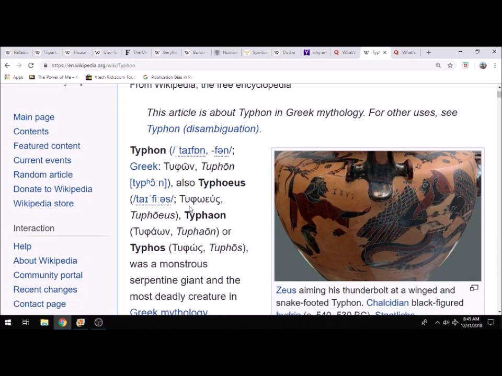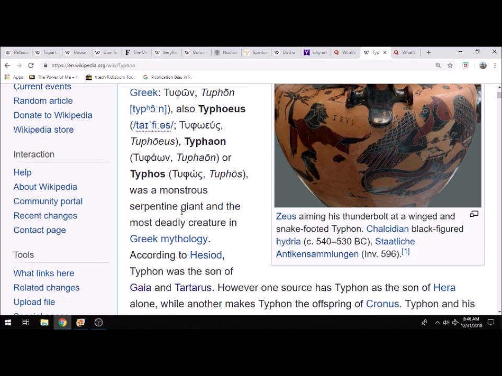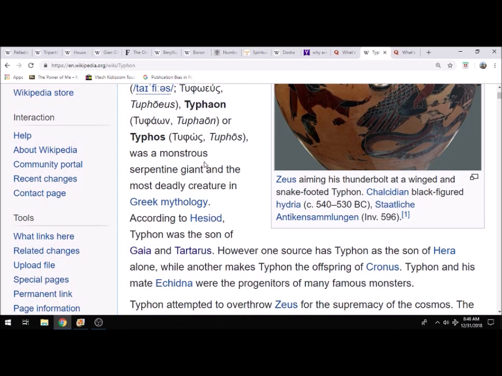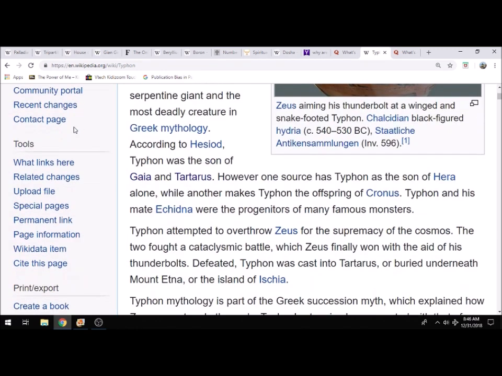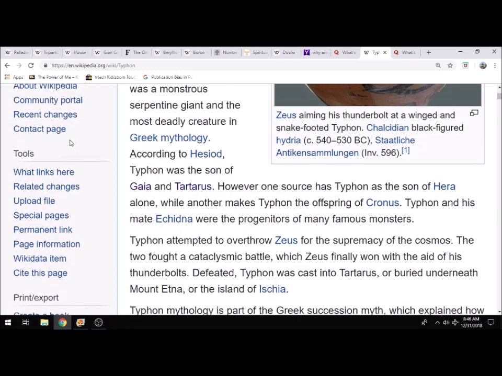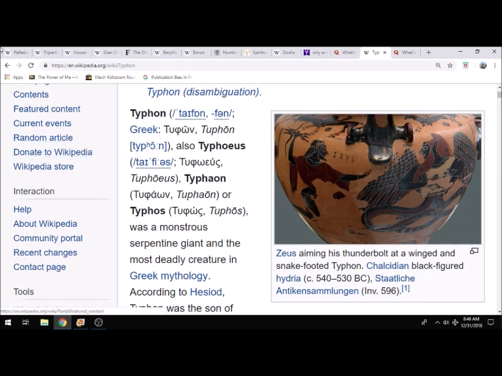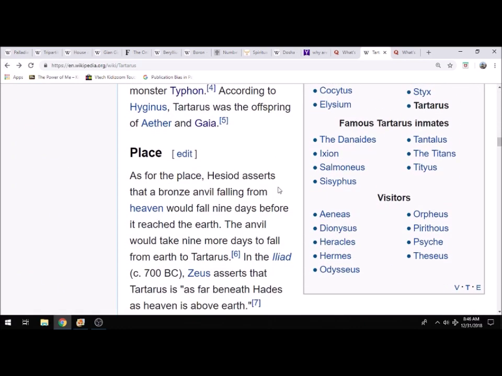Is Typhon the first dragon? It's a monstrous serpentine giant and the most deadly creature in Greek mythology, the son of Tartarus, who in one aspect is the lowest place on the earth, and in the other is the third being in creation who fathers with Mother Earth the serpentine giant, most deadly creature in Greek mythology, Typhon. Right? The Worm Knights. Unbelievable. Crazy, right? And so here we go, Tartarus as a place.